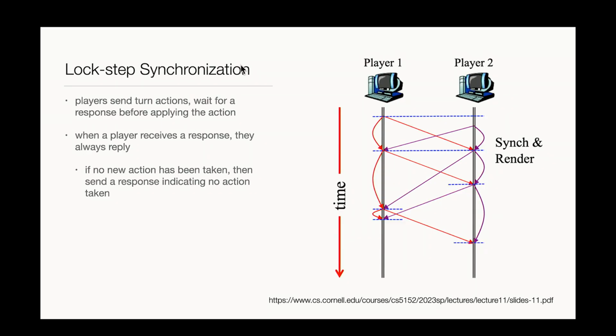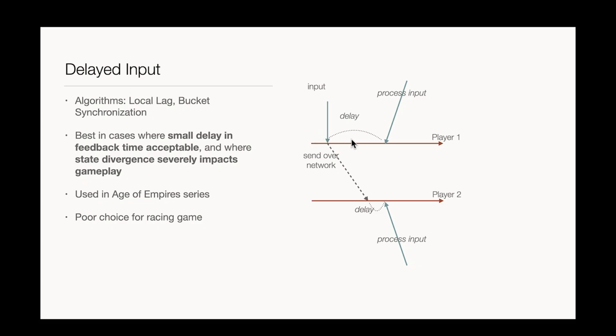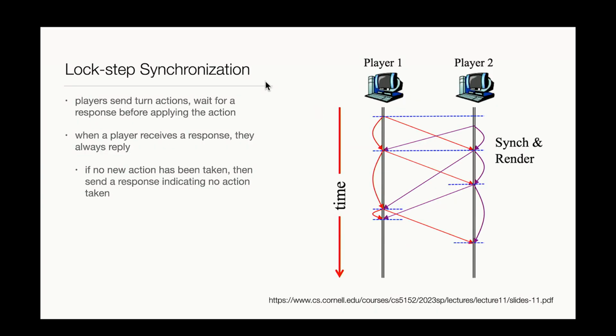And so that's lockstep synchronization. Here the issue is that in delayed input, you have a regular lag between when your input happens and when the input gets processed. In lockstep synchronization, you can have variable lag. If your network connection is fast, this isn't an issue. If your network connection is poor, this variable lag can be very long.